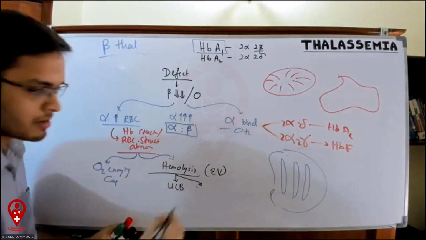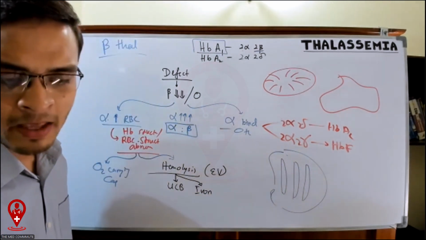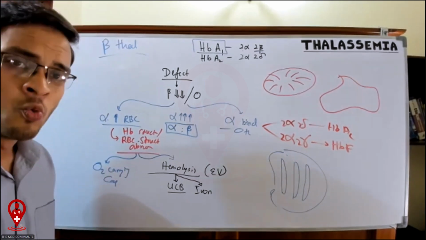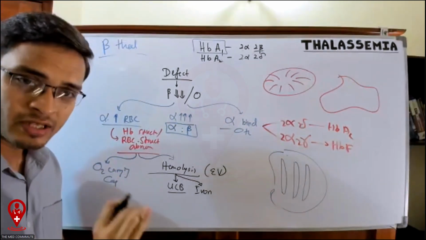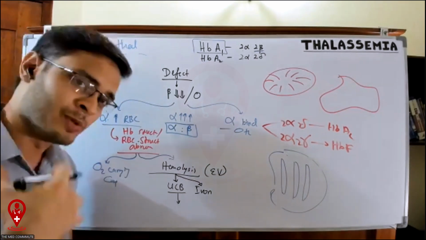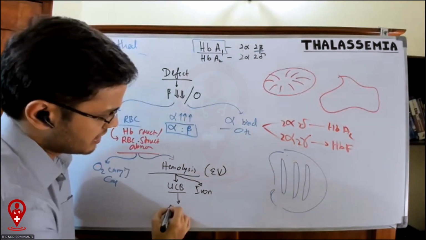Then the next thing, when the extravascular hemolysis is occurring, another one that comes out is iron. From our heme, iron is going to be released. This unconjugated bilirubin, when it is released into the circulation, causes yellowish discoloration, what we call icterus or jaundice.